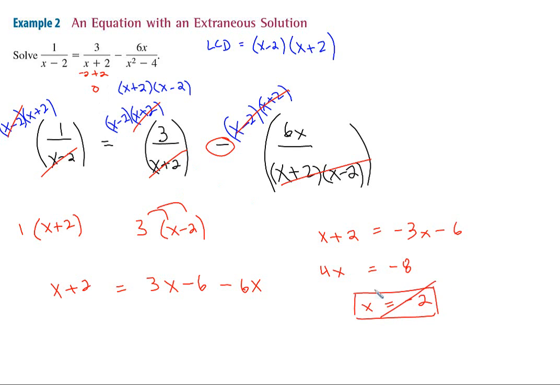So you cannot count this solution, right? Even though this was our answer, we checked it, oh, we're dividing by 0. We can't have that, so we can't count this answer. So since that was the only answer we had and we can't count it, that means this problem has no solution. Okay?